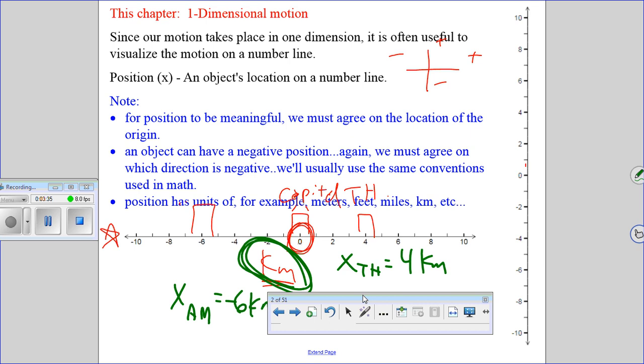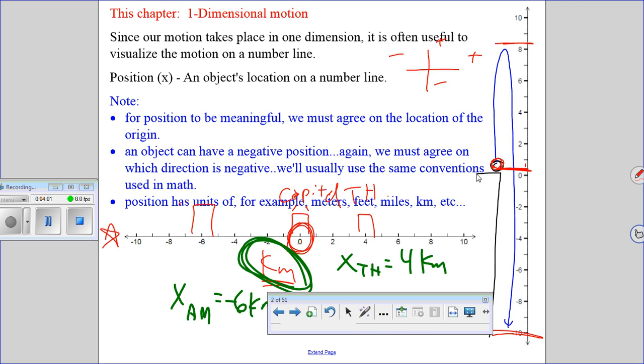So maybe it's a cliff, right? So here's my cliff, and here's my dude. And then here's a ball, right? And so let's suppose that somebody kicks the ball up into the air, and it does this, right? So the idea is the starting position of the ball looks like it was, close enough to 0, right? And then it goes up to a position of 8, and then goes down to a position of -10, or whatever. Okay? So there you go. That is position.